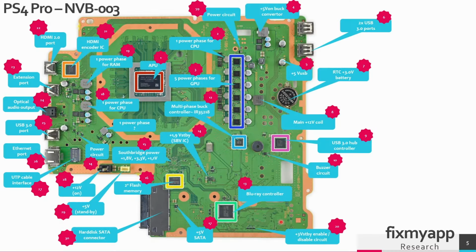This is a mainboard of a PlayStation 4 Pro, and this is a model of type NVB003. This is the APU, so this is the central processing unit or the graphical processing unit. All calculation will be done by this processor.